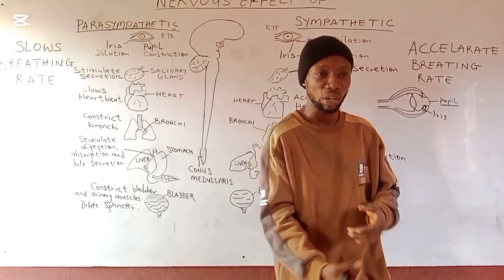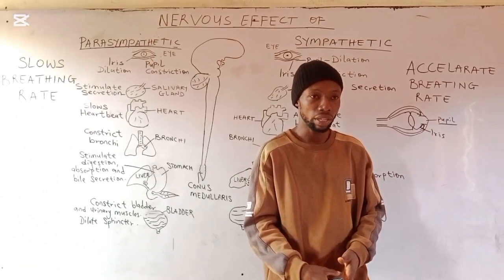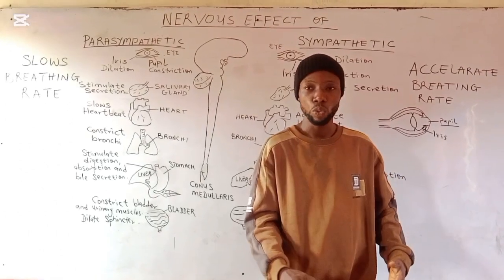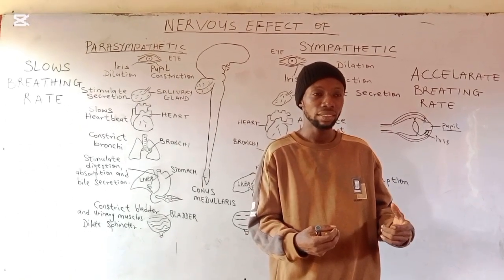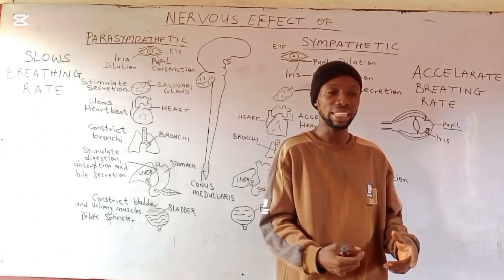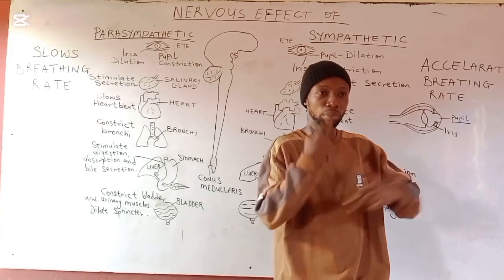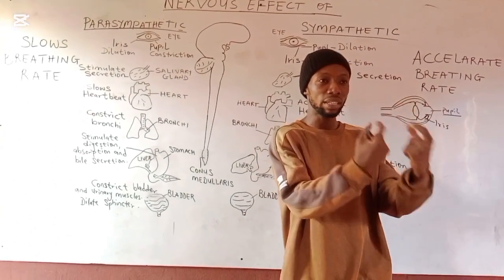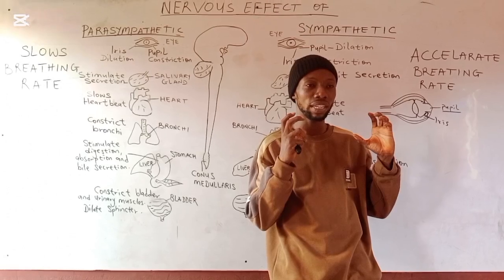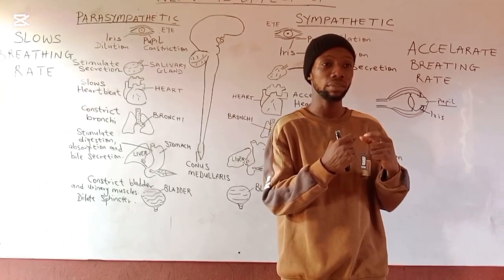The pyruvic acid is now converted to lactic acid, which is stored in the muscle. When this lactic acid accumulates in the muscle and becomes excess, it results in muscle fatigue or muscle cramp, and that will send signals to the brain. The brain will now increase the breathing rate so that more oxygen comes in, and the bronchi will dilate so that the air coming in will not encounter any disturbance.